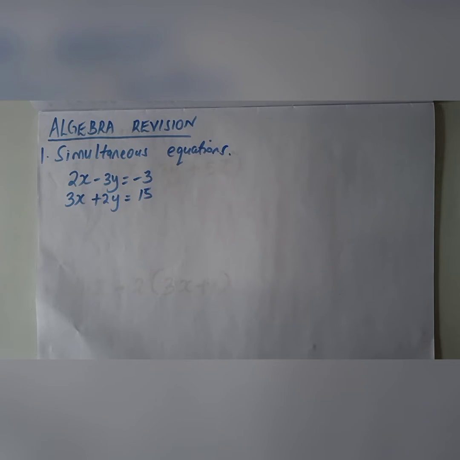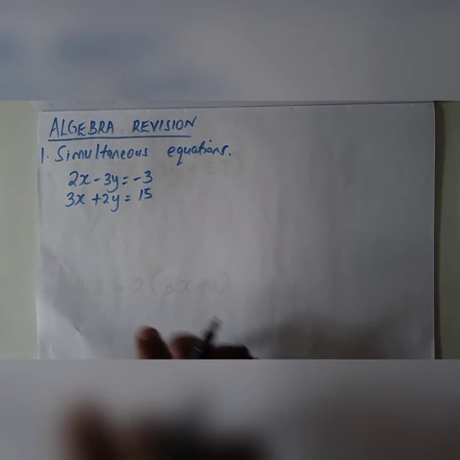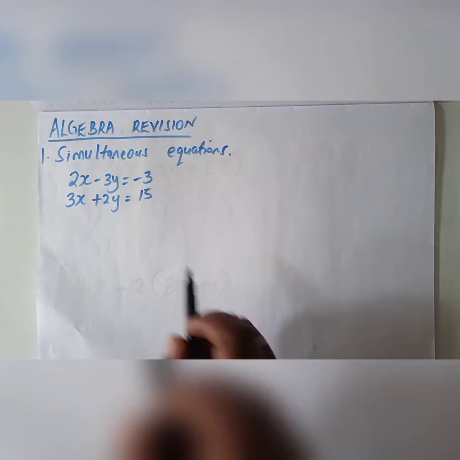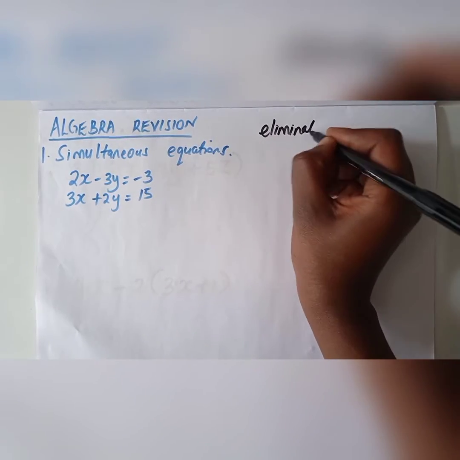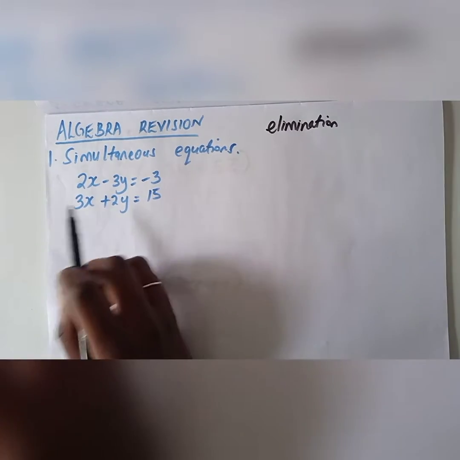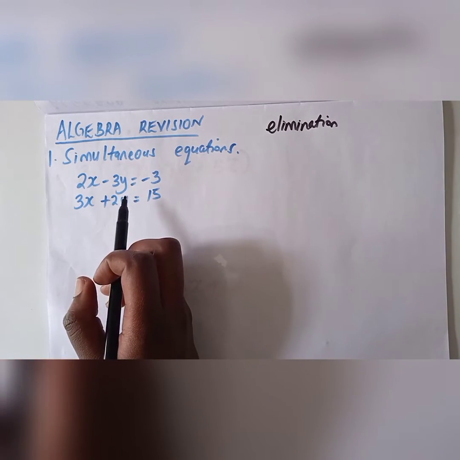So today we'll be doing algebra revision and we're going to start with simultaneous equations. With simultaneous equations, you need to find two values, that's x and y. Here we're going to start with elimination, meaning we're going to eliminate x or y.